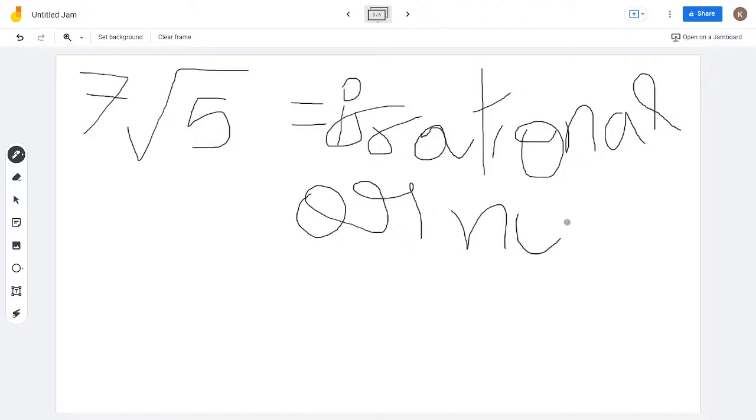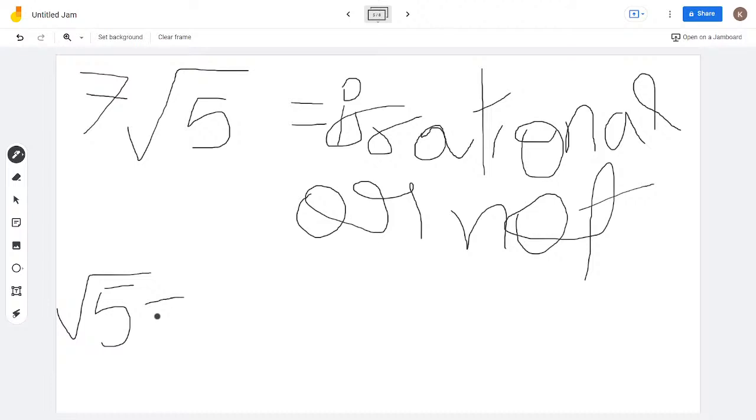So how are we going to deal with this? How can we check whether it is irrational or not? Simply, we will find the decimal expansion of root 5. Firstly, we see the decimal expansion of root 5, which is 2.236 and so on.